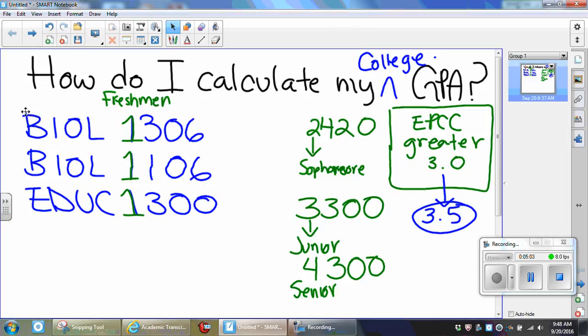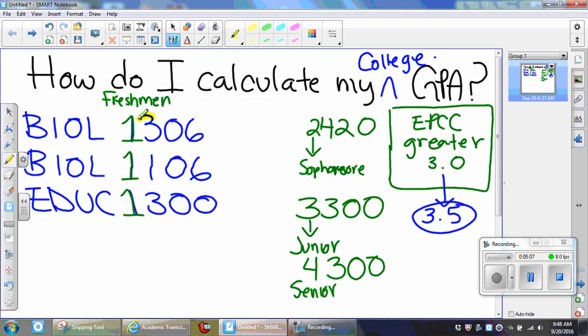So what about the second number? That's the one that you should be very attentive to. That number is going to tell you the credit hours that you will earn per course. So the biology course, the lecture part gives you 3 credits. The biology lab gives you 1 credit. And the education 1300 will give you 3 credits. Now we're going to save those numbers for later.